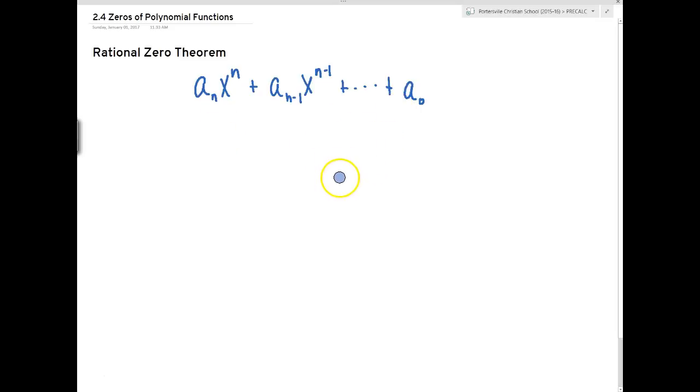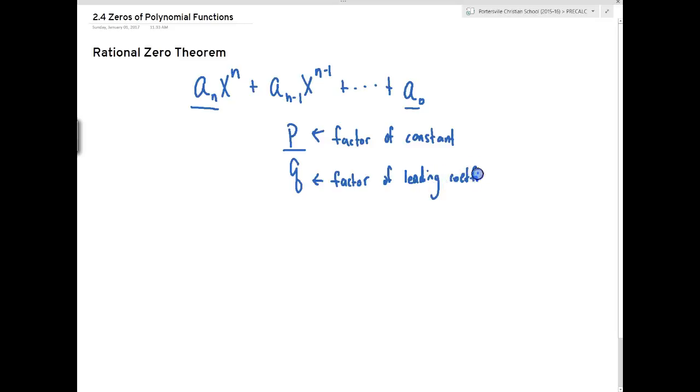If we have a polynomial function such as this, the rational zero theorem states that any real zero of this function can be found by taking the fraction p over q, where p is any real factor of your constant in the numerator, and then q is any factor of your leading coefficient of a sub n. So we'll take a look at this with a couple of real examples.